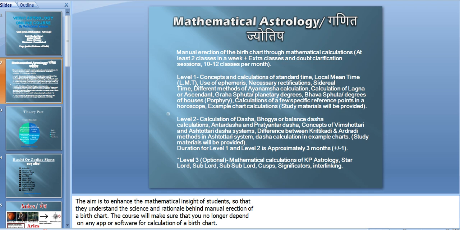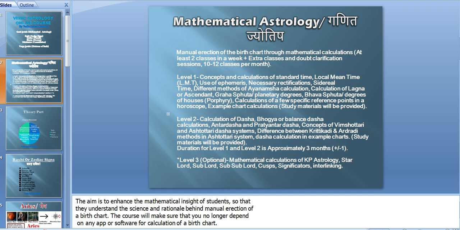Okay, so in level 1, we are covering the concepts and calculations of standard time, local mean time or LMT, use of ephemeris, necessary rectifications, sidereal time, different methods of Ayanamsa calculation, calculation of Lagna or ascendant. This is a very important topic, the calculation of Lagna or ascendant. The degree of Lagna is that point for which we are doing all these cumbersome mathematical calculations. Okay, so that is the aim, to find the degree of Lagna.